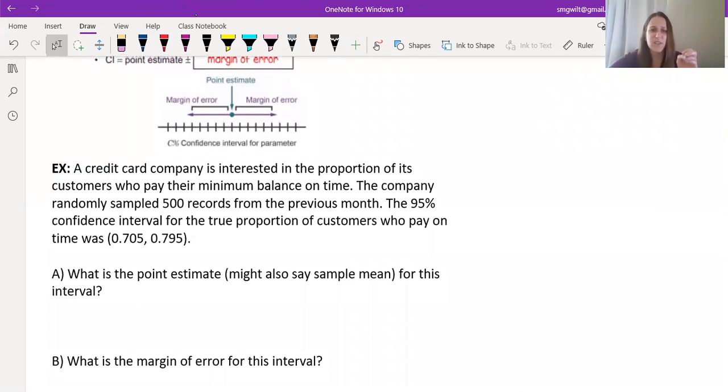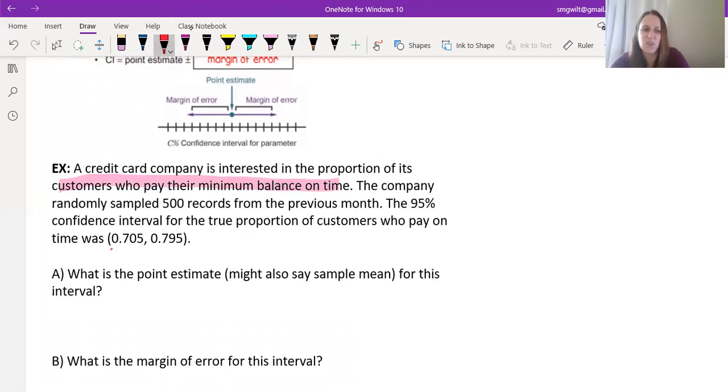So we have a credit card company that's interested in the proportion of its customers who pay their minimum balance on time. So that's what we're looking for. That's that end part of the sentence. So we're trying to estimate the percentage or proportion of customers that pay their minimum balance on time. The company randomly sampled 500 records from the previous month. The 95% confidence interval for the true proportion of customers who pay in time was this interval. So from 0.705 to 0.795.